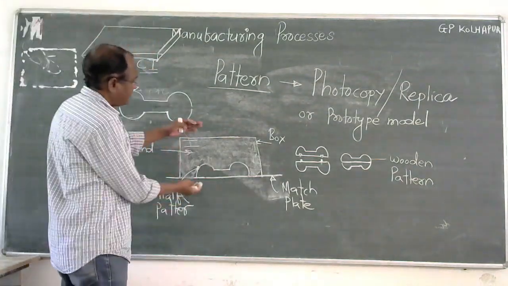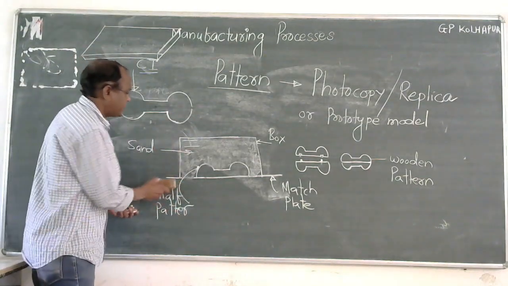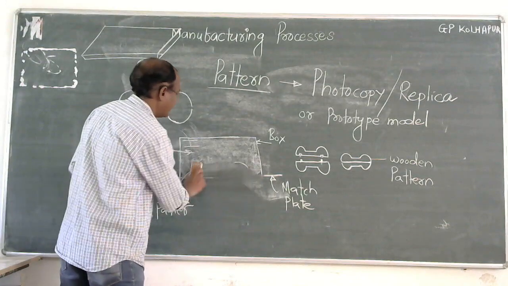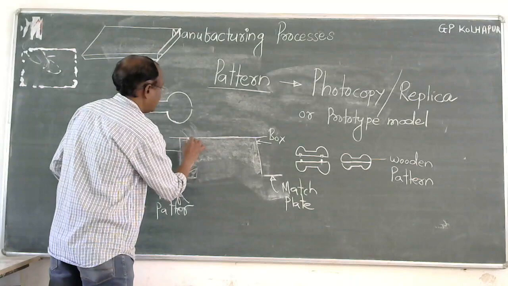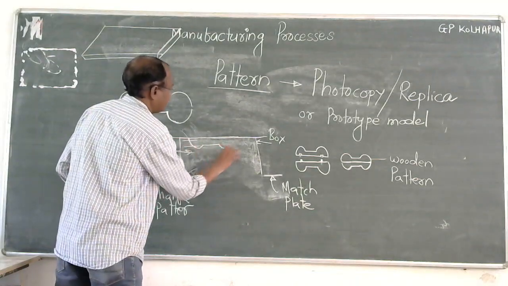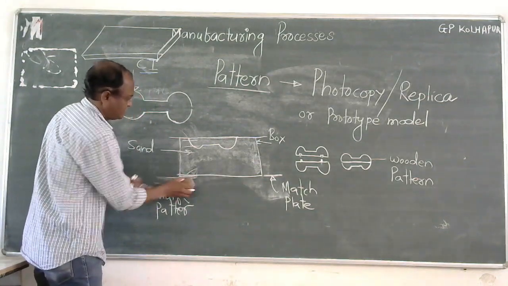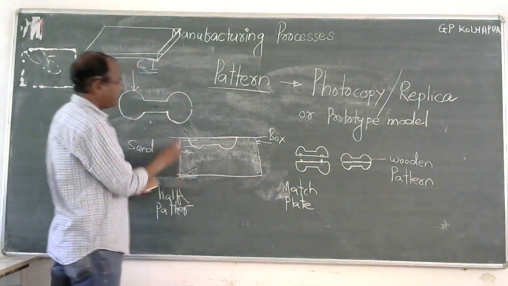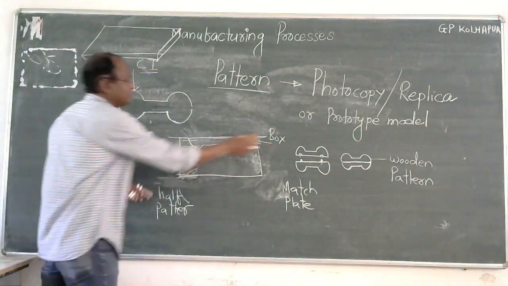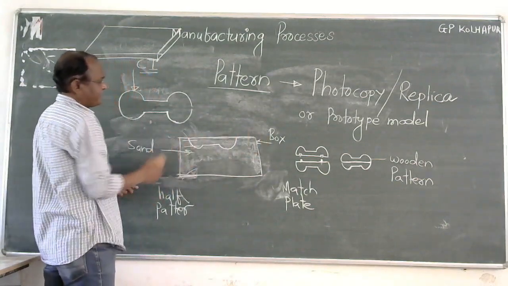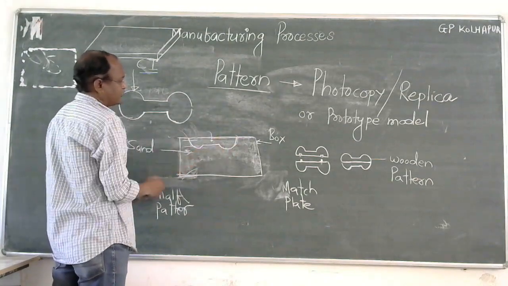Now you take this match plate. The match plate will come in this position, on the top. This is the box. Now you remove this match plate, it can be easily removed. Now there is a pattern. So you shake this pattern and remove it.